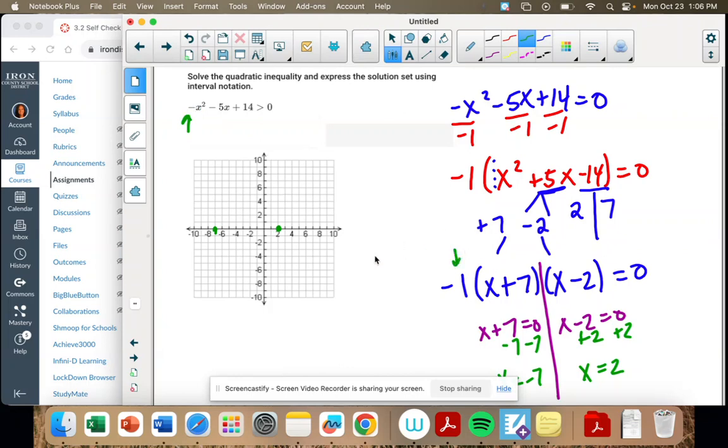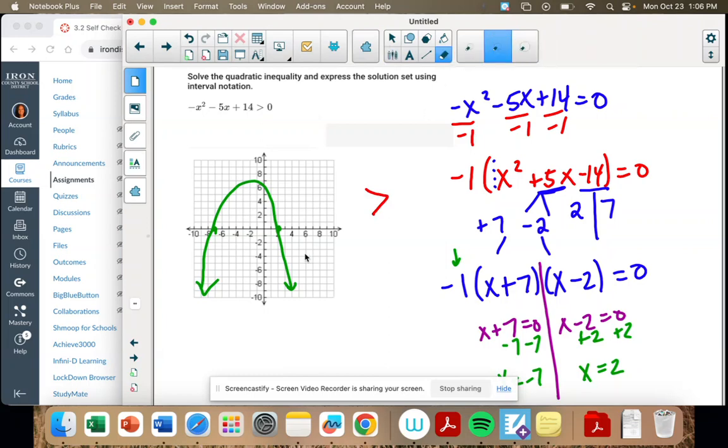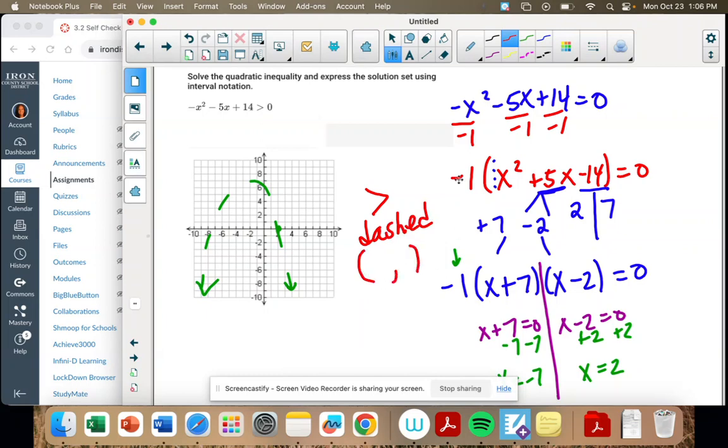Because of that -1, the graph is actually going to open down. It flips the parabola upside down when it's negative in the front. Okay, so now we need to look at our inequality. There's not a line underneath, so that means that our line is actually dashed when we graph it. And in our answer, we're going to use parentheses.